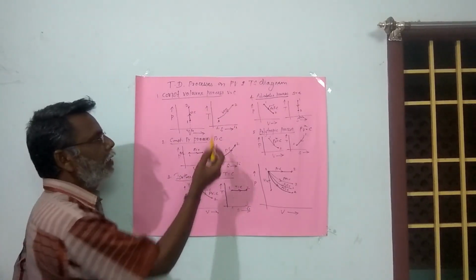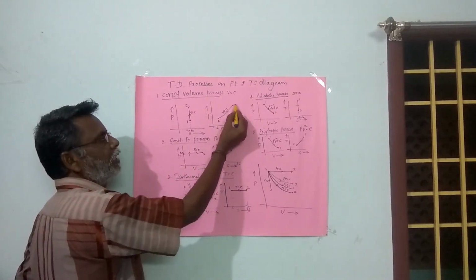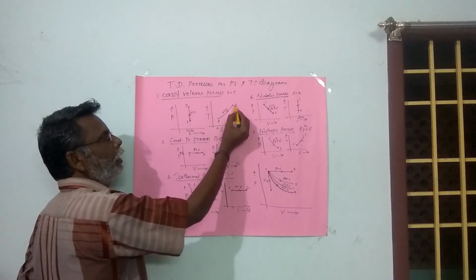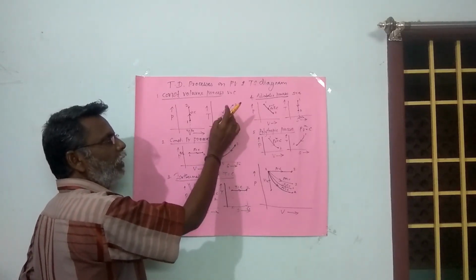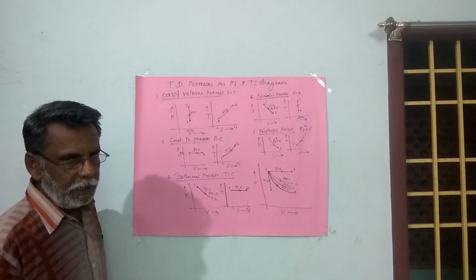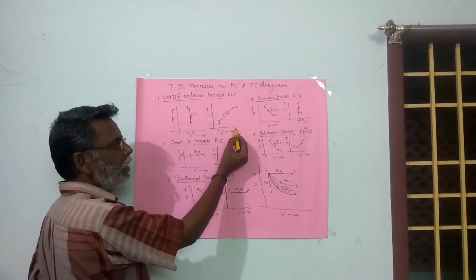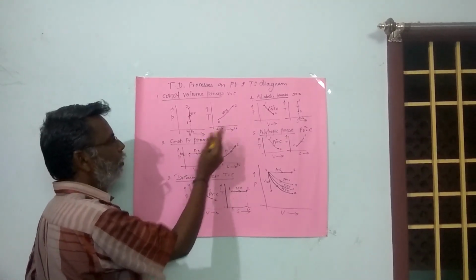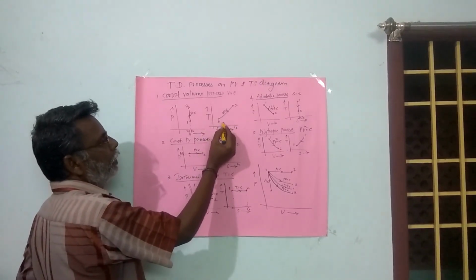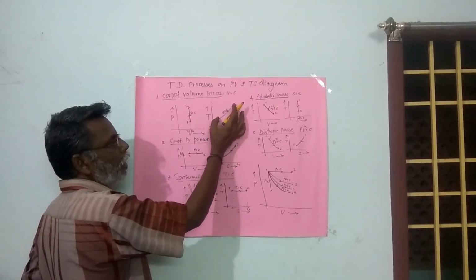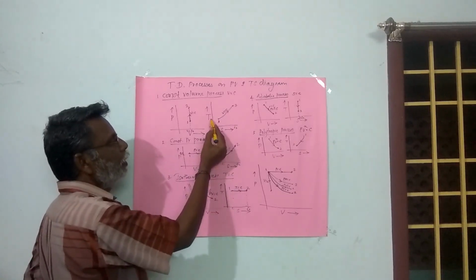So how to calculate the heat transfer? The area under this curve 1 to 2 gives you the quantity of heat transfer. So T into ds, change in entropy. T ds is equal to the amount of heat transferred during this process.